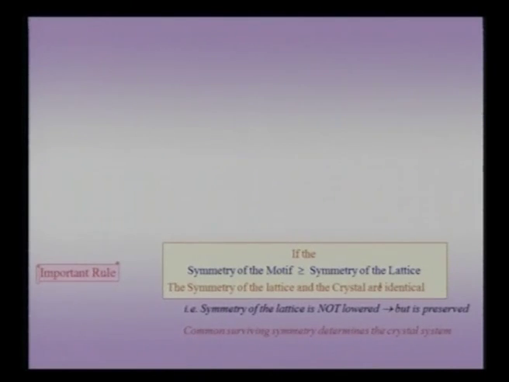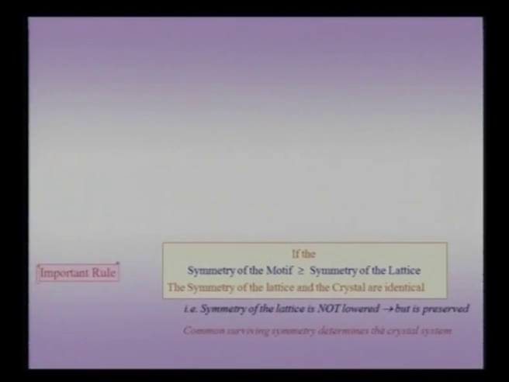So this is an important principle we have sort of stumbled upon by considering these examples. Let me repeat it again. If the symmetry of the motif is greater than or equal to the symmetry of the lattice, then the symmetry of the lattice is preserved, and you get the symmetry of the crystal being identical to the symmetry of the lattice. Another thing which we will see soon is that this common surviving symmetry determines the crystal system.